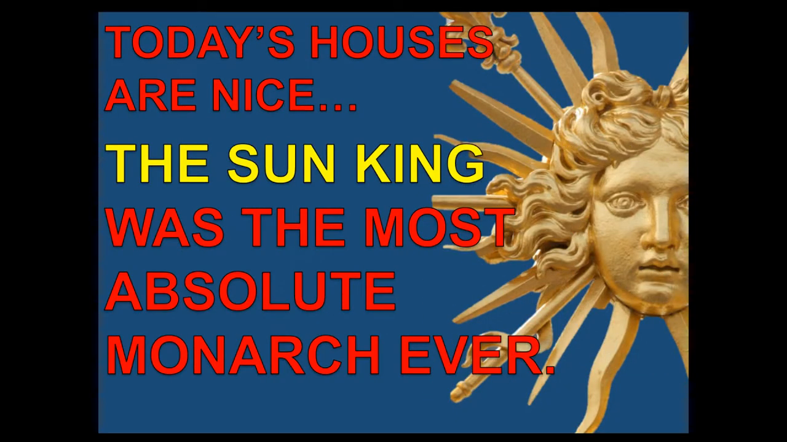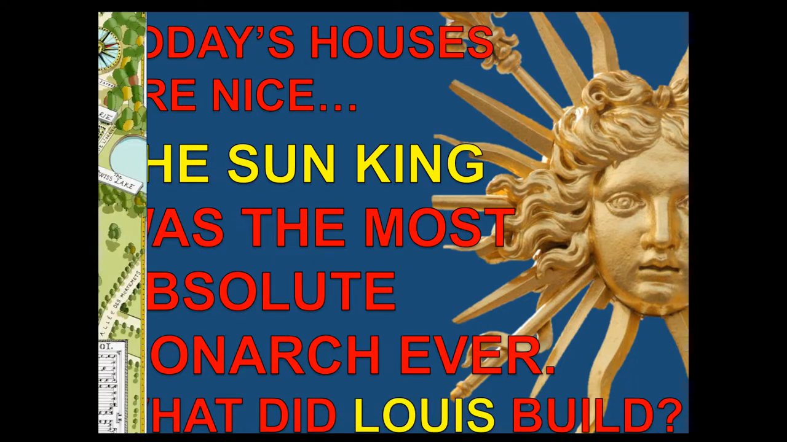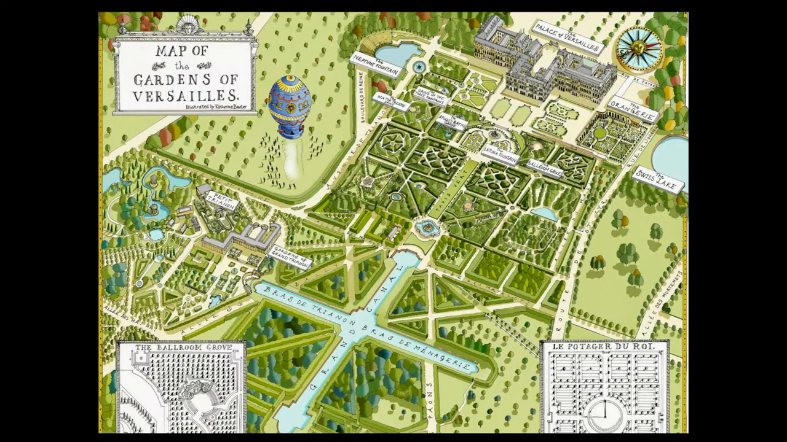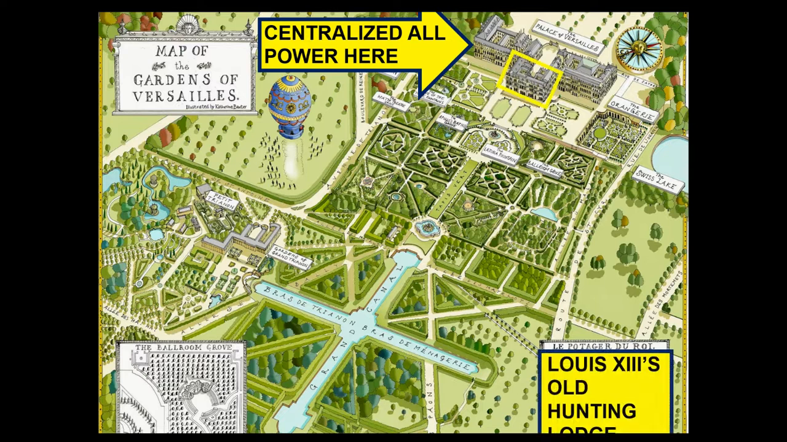So today's houses are nice, but none of them hold a candle to the Sun King himself, Louis the 14th. So let's take a look at what he built. Louis the 14th, so here was all the power. This was the palace. It was centralized all here. This was the main wing, and it was built on Louis the 13th's old hunting lodge. So this was basically just a place for the kings of France to go and hunt all their fancy animals on horseback and crazy things like that.